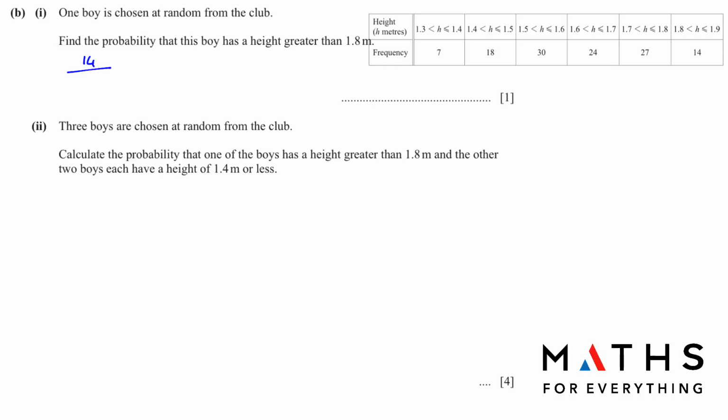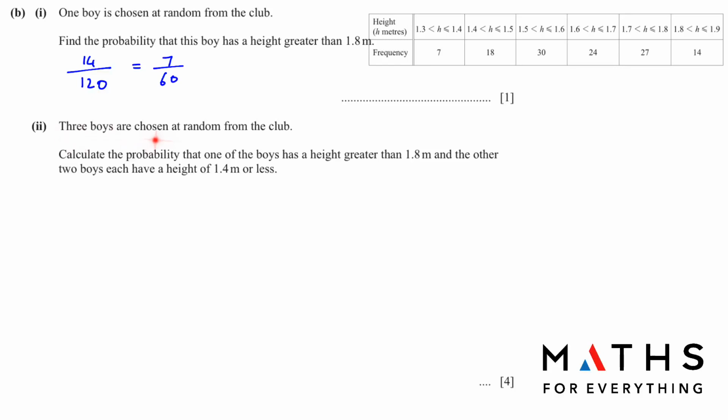Remember, when you are solving for probability, the favorable outcome, or what you want, will be on the top and the total outcome will be down. So total frequency is 120. You can simplify it. 14 divided by 120 will give us 7 over 60.